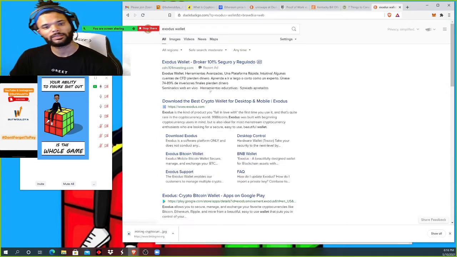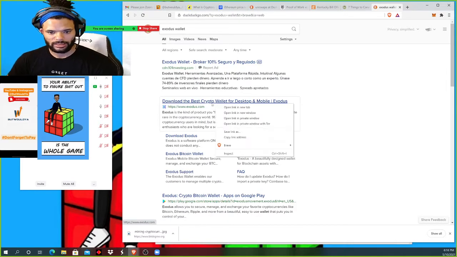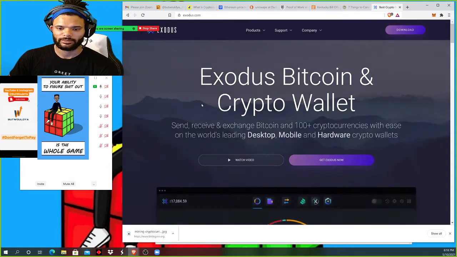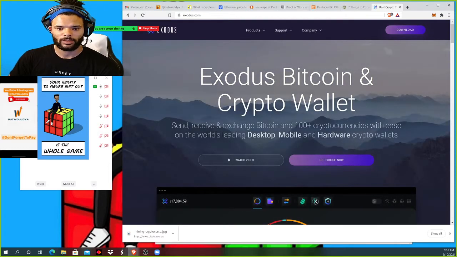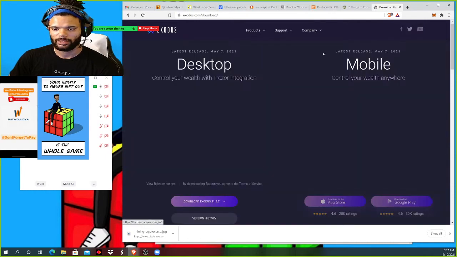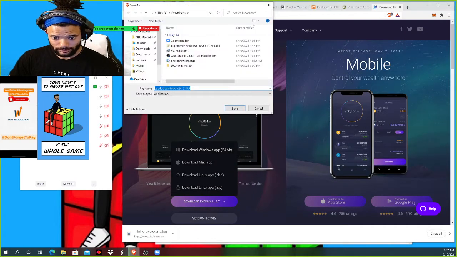So let's Google, I know Exodus wallet. So this is a wallet that's pretty popular. I used to use this wallet. I don't use it anymore, but that's just because I'm on, like, the next level of crypto and I'm crazy about it. But this is a pretty good wallet to use, especially if you're starting out. I'll actually get one, just because I haven't had one in a while.